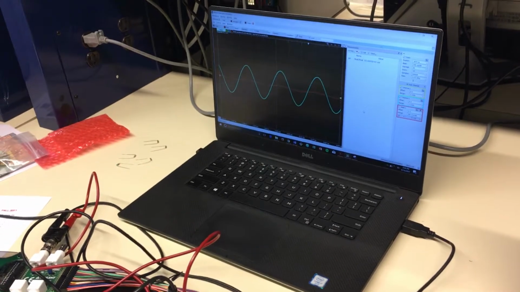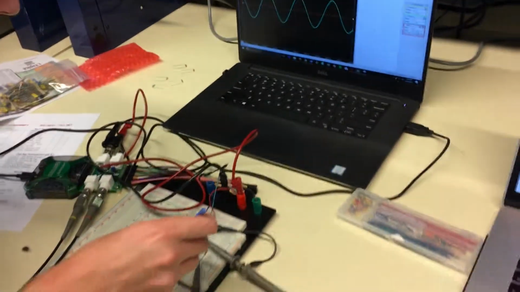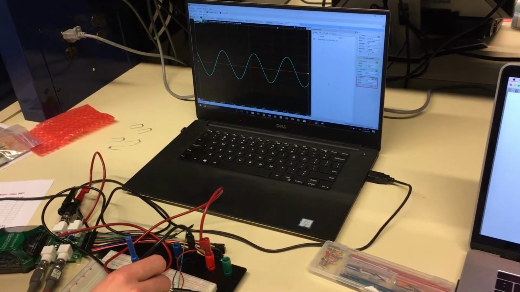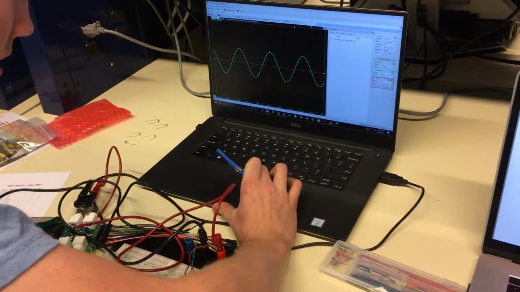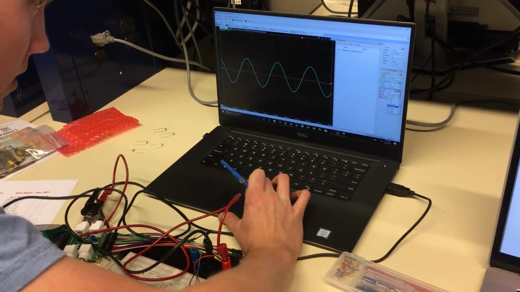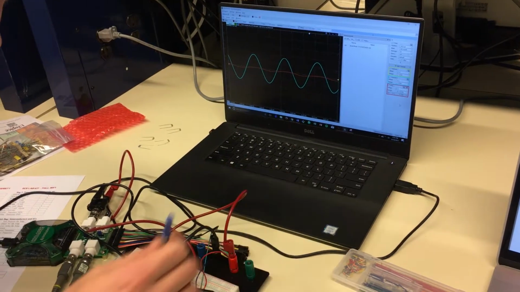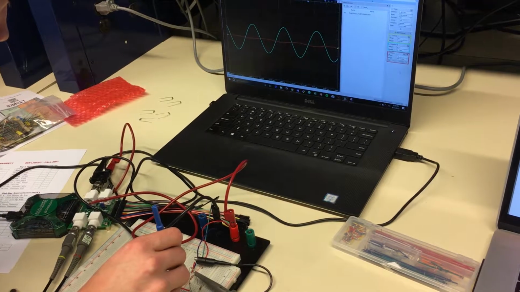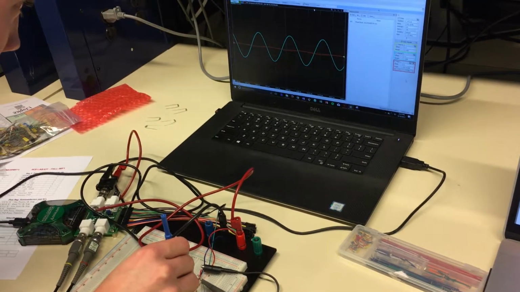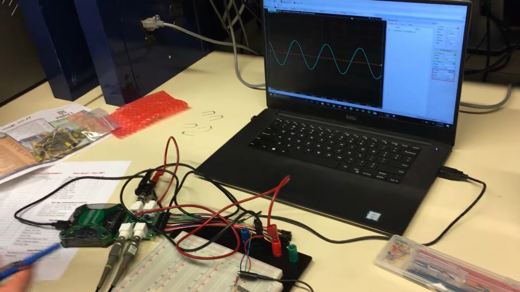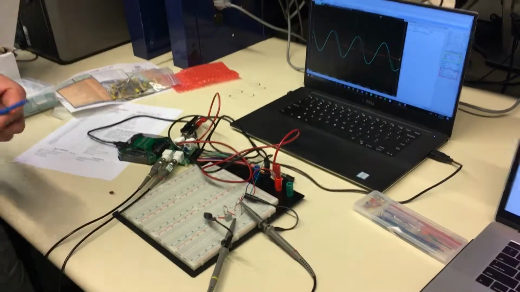Oops, I dropped it. But it's okay. So we're gonna keep changing this. Maybe zoom in one last time. Try to get this as close to 0 as possible. So that's about as close as we're gonna get.